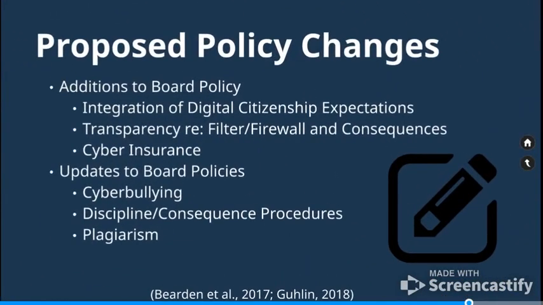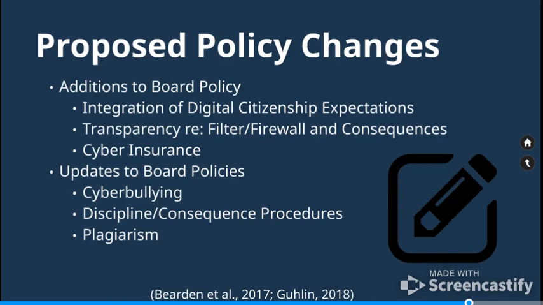Looking into some proposed policy changes, I would like to see some additions to board policy that would integrate digital citizenship expectations, especially as technology becomes more and more ingrained into what education looks like. I think making sure that we have some expectations of that digital citizenship and how and when it will be taught to students and what those expectations look like will be important. A little bit more transparency regarding the filter and firewall and what the consequences are for trying to subvert those things, and how that will be followed up on.